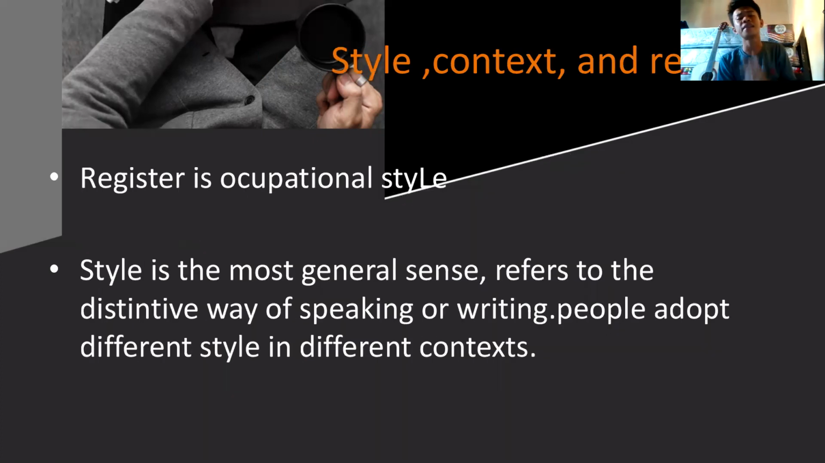And then the last, style, context, and register. Register is occupational style. Style, in the most general sense, refers to a distinctive way of speaking or writing. People adopt different styles in different contexts.